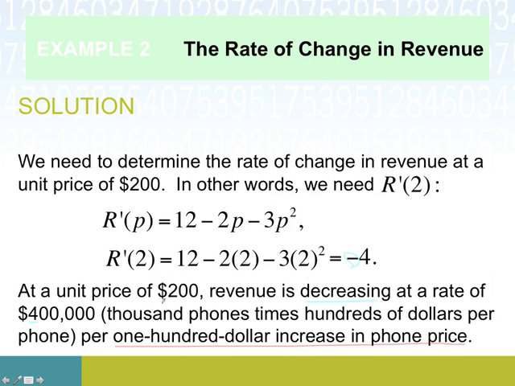At a unit price of, there's our input, revenue is the function that we're studying, it's decreasing because its derivative is negative, and then the units on revenue are a little worse than normal, but it's still possible for us to trace this through. So units on output per unit on input. There's our derivative interpretation.